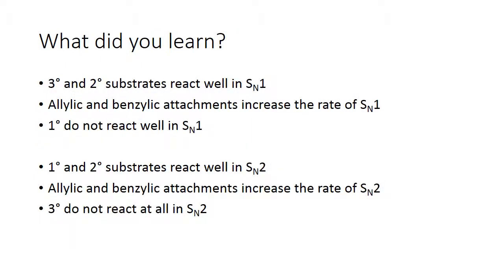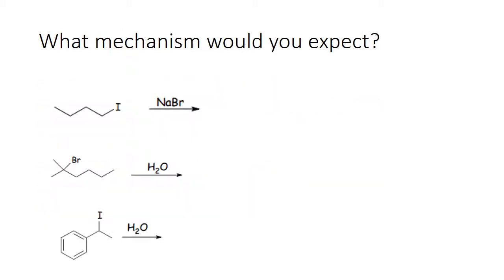So what did you learn? Tertiary and secondary substrates react well in an SN1 reaction, and the allylic and benzylic attachments increase the rate of an SN1 reaction. Primary do not react well in SN1 unless they have allylic or benzylic attachments. Primary and secondary substrates react well in SN2, and the allylic and benzylic attachments increase the rate of SN2. Tertiary substrates do not react at all in SN2 reactions.